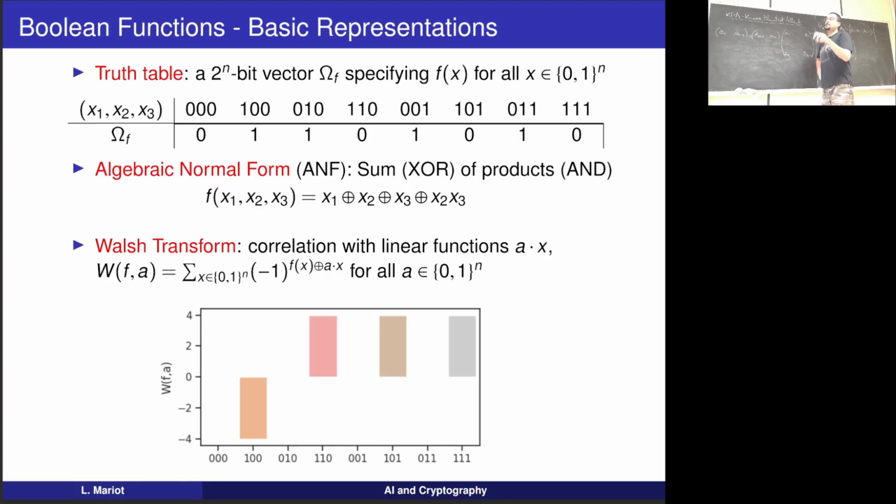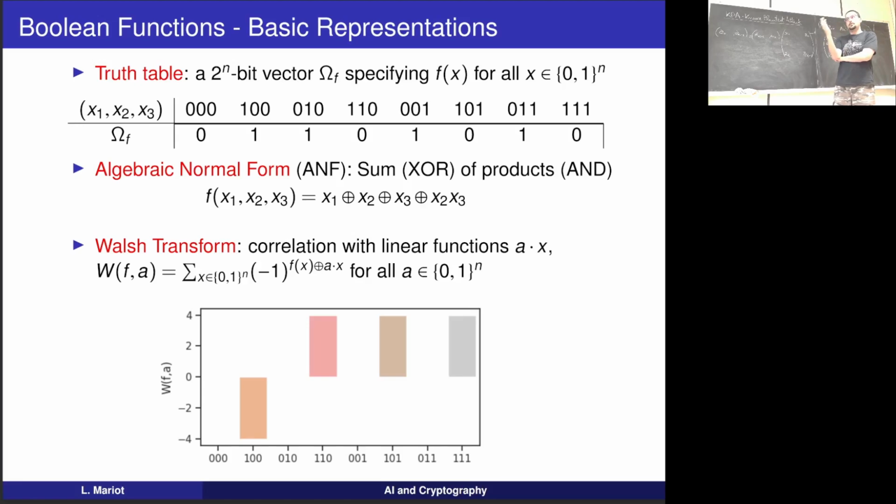And for each of these vectors ordered lexicographically, we put the corresponding output bit. That can be whatever we want. So we have 2 to the power of n outputs to determine. And it means that the truth table, once the order has been set, can be represented by just this single string that I called omega f in the slide. So a 2 to the power of n bit vector that is specifying the output of this function for each possible input vector. So this is very basic.